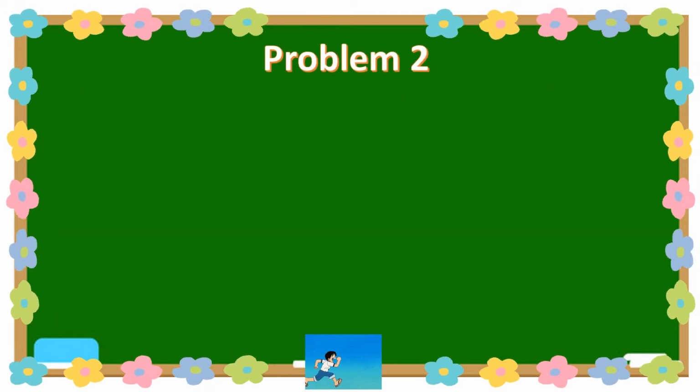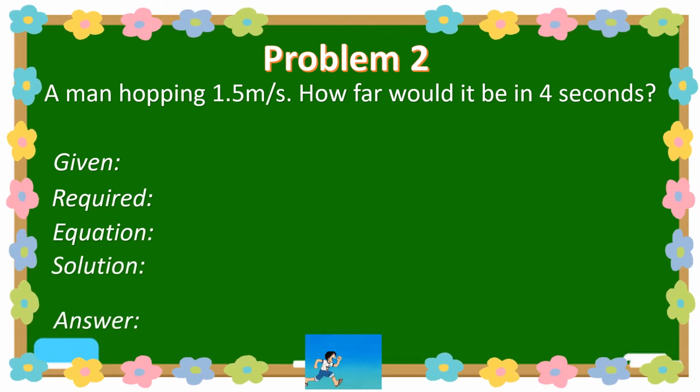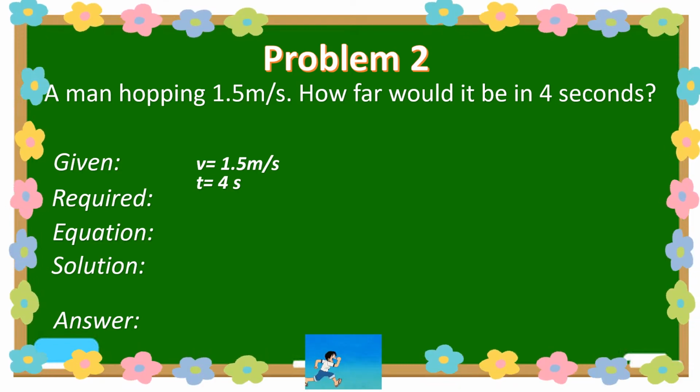Next, problem number 2. A man hopping 1.5 meters per second. How far would it be in 4 seconds? So again, let us use the GRESA. Then, identify first the given. So the given in this problem are 1.5 meters per second, which is the value of the speed. Then, 4 seconds, which is the value of time.